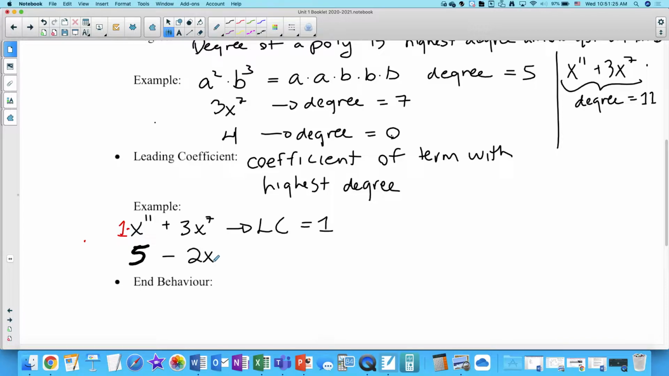Yes. Almost. It's not 5. So leading, by the way, is not always the first. So let's look at each term. What is the degree of the number 5? 0. What's the degree of this guy? 1. So this is the leading term. Okay. What's the coefficient of that? -2. Yes. So coefficients have signs.